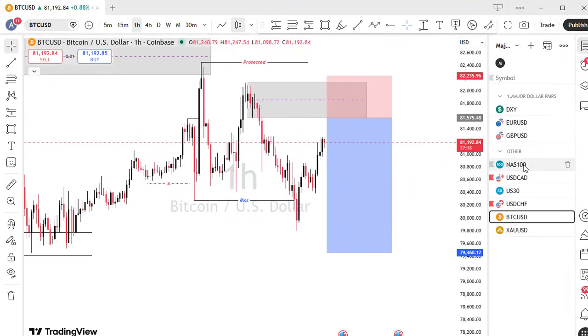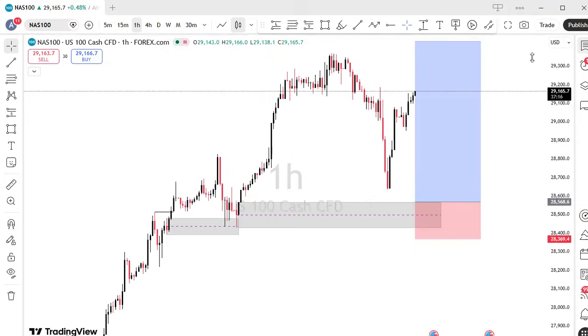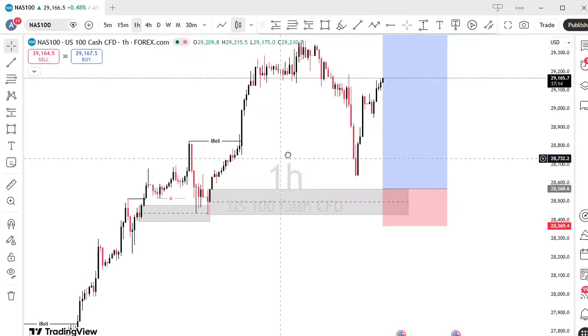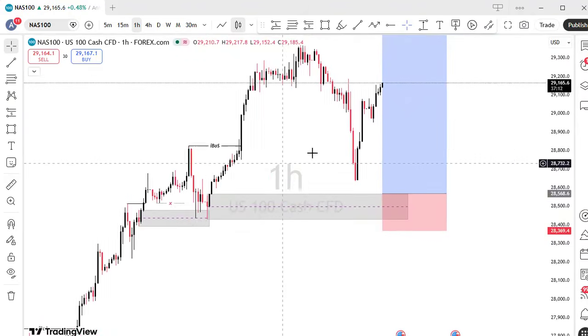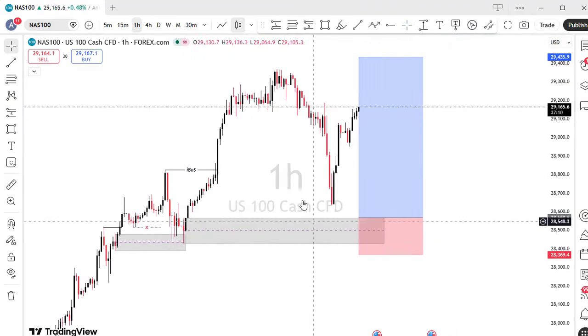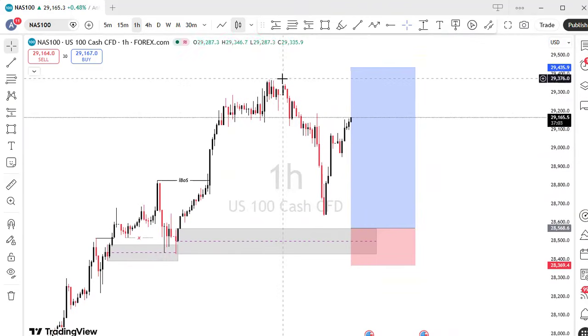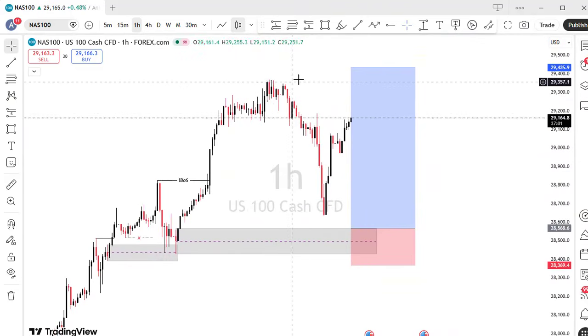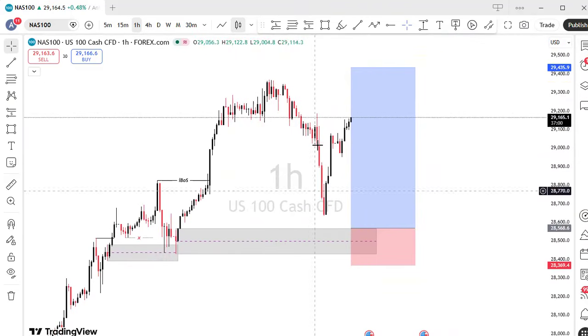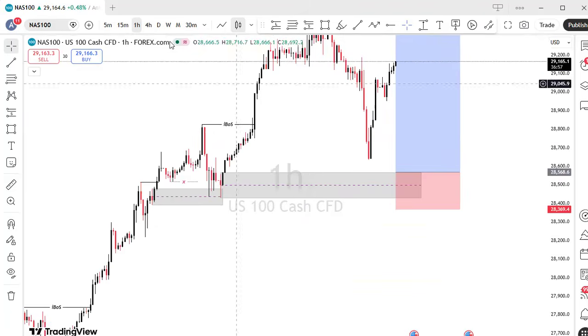The next pair is NAS100. I had a setup here on NAS100, but unfortunately it seems like the market is not coming back. But the setup is still valid until we break this high, all right? Because if we break this high, that means we'll have a new dealing range.